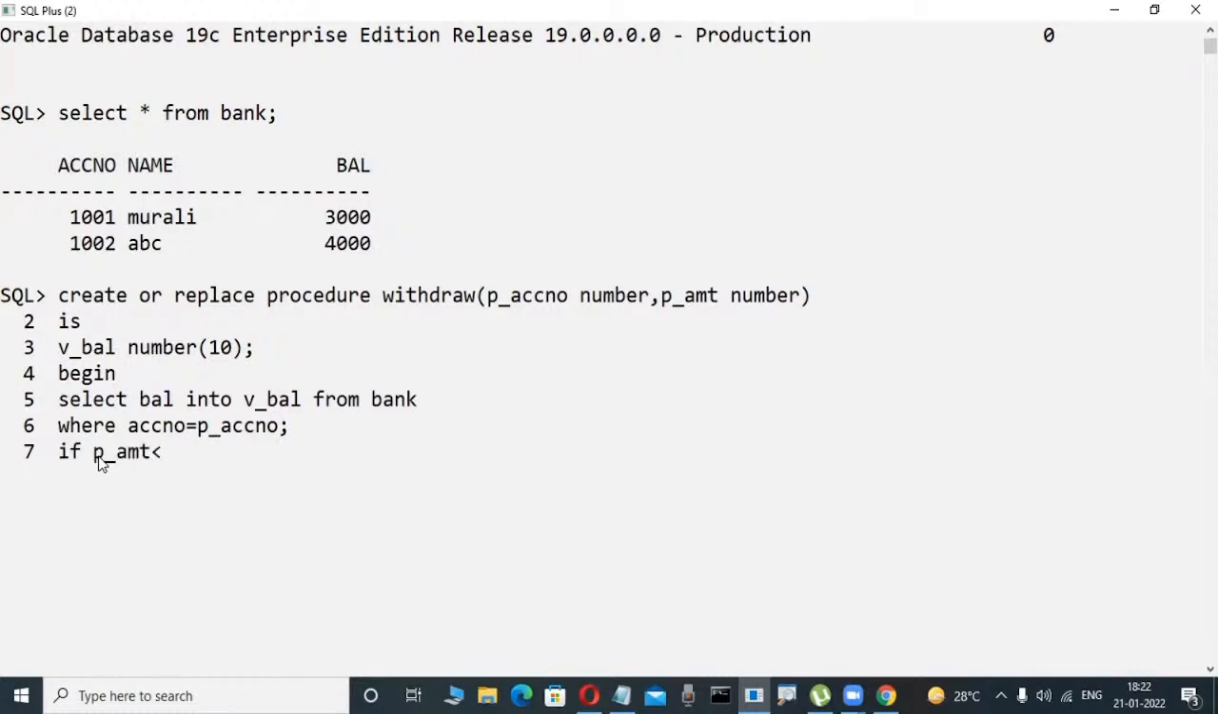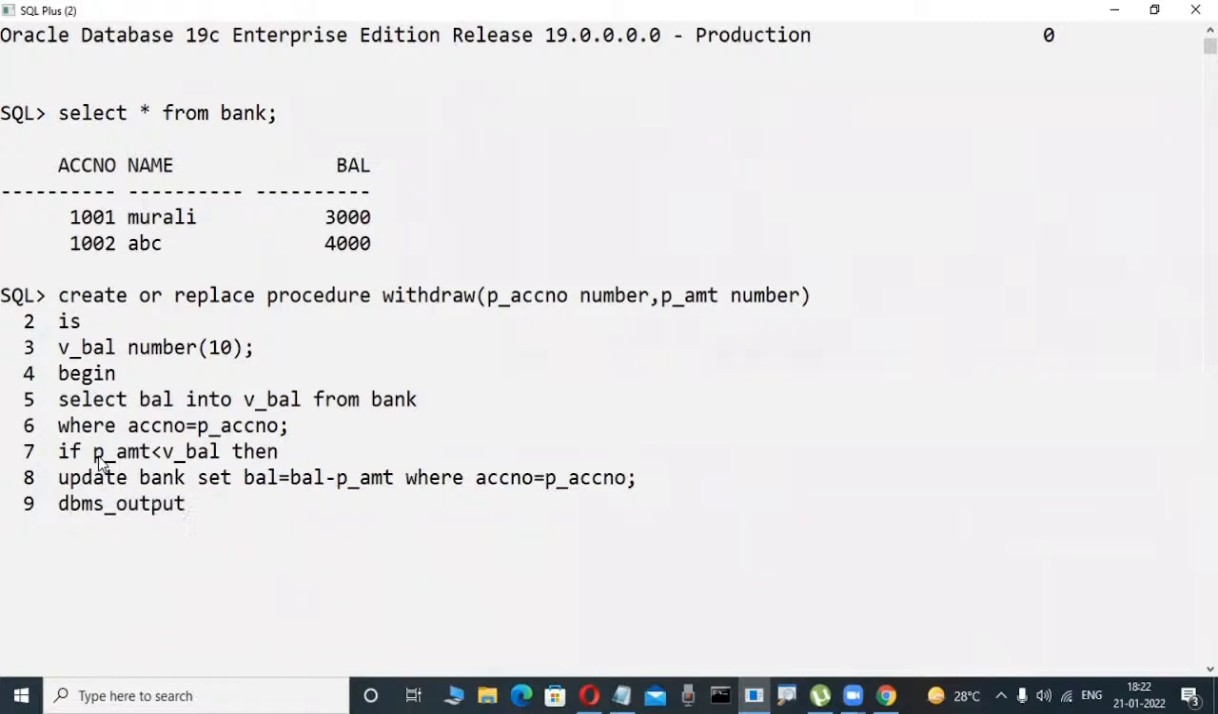Logically observe here, not the coding: if that amount is less than the available balance, then I want to affect that in the database. Update table name, set balance equal to balance minus p_amount. Some coding is there. Okay, fine. Now check it out. Here I am writing some message, same like in Java or .NET. Some messages I try to display: your transaction is successful.